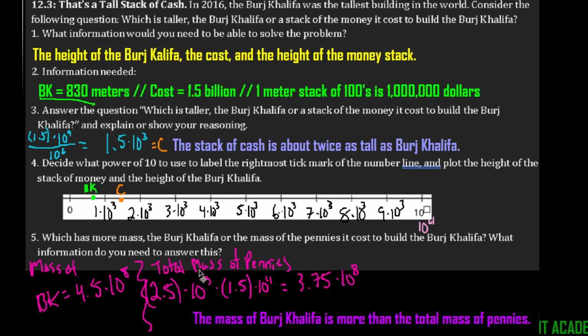So just make sure that you're multiplying the same bases together. You can add the exponents. So we have negative 3 plus 11 give us positive 8.